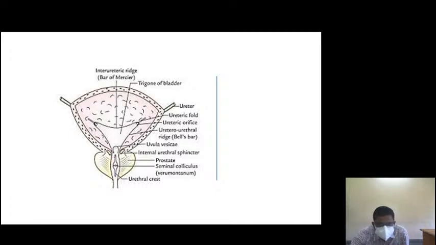uvula. You can see this is the edge of the trigone, the lower part of the trigone of the urinary bladder, and at the level of this trigone you can see an elevation which is called the uvula vesicae.